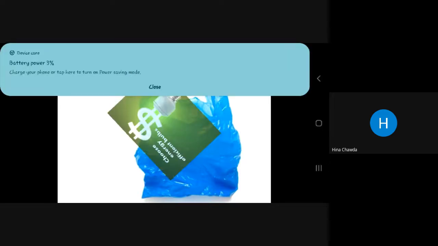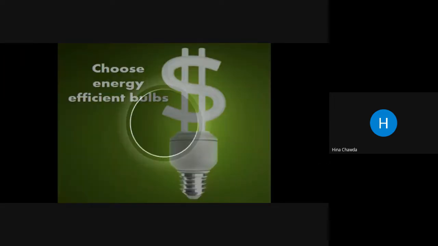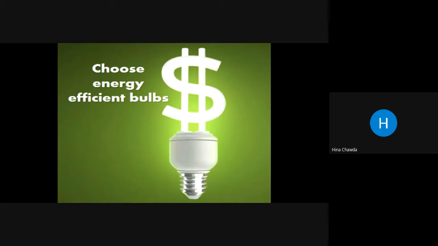Now to the next solution, I would like to suggest that we choose energy efficient bulbs, because if we choose energy efficient bulbs, then energy use is reduced. So we need to produce less energy. Less energy means less emission of greenhouse gases. Less emission means less global warming.